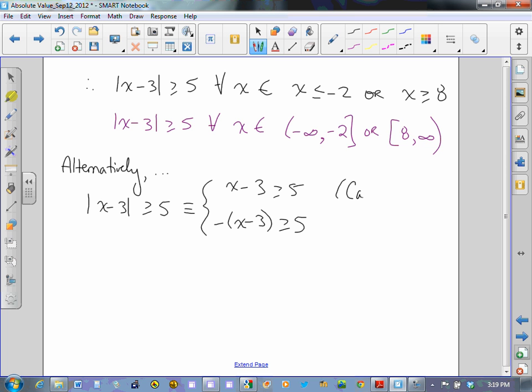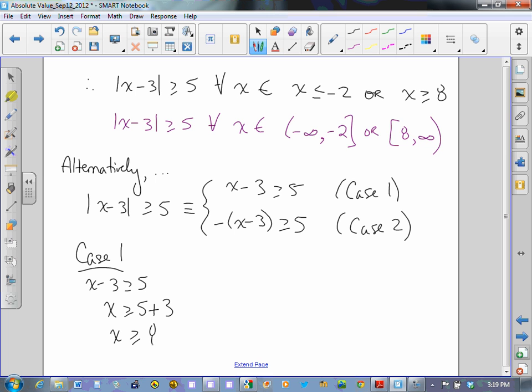If we analyze these as two separate cases, but both cases representing answers to the inequality, we should come up with the same answer as we did with our number line. So let's go with case 1. By solving this inequality, which is solved like an equation, we can see that x is greater than or equal to 8.